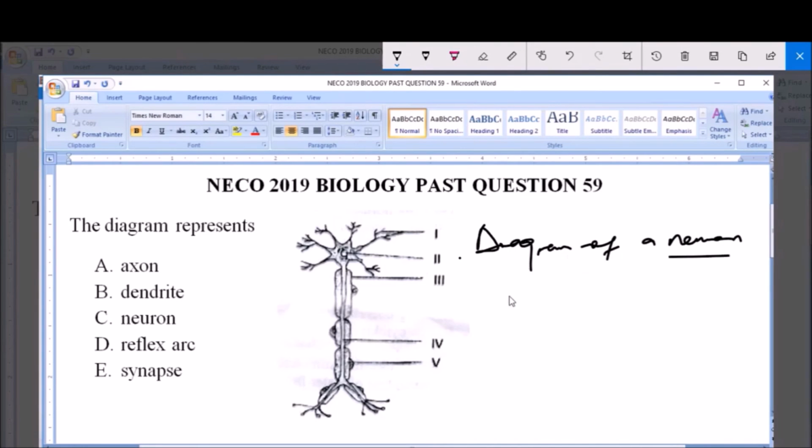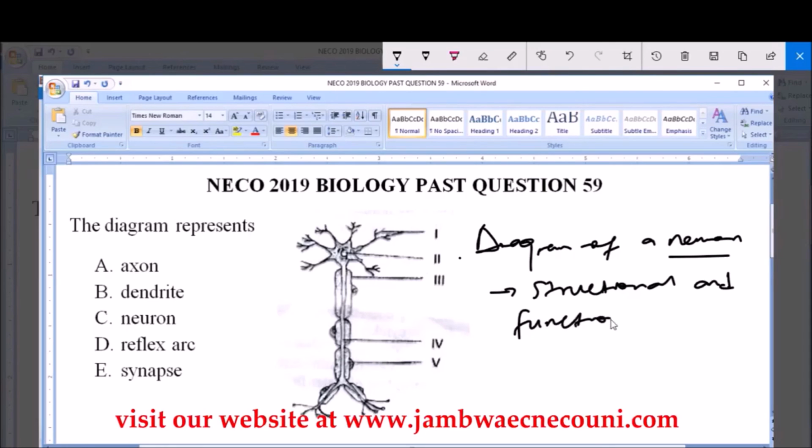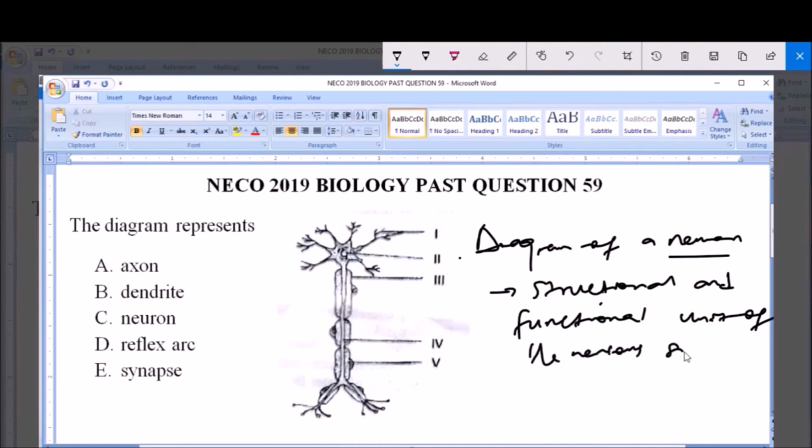Now a neuron or nerve cell is a structural and functional unit of the nervous system. Now this is a neuron. Option A says an axon. Now this is an axon. This 4 here represents an axon. Option B says dendrites. This one here is a dendrite. All these are parts of the neuron. The axon and the dendrites are parts of the neuron.